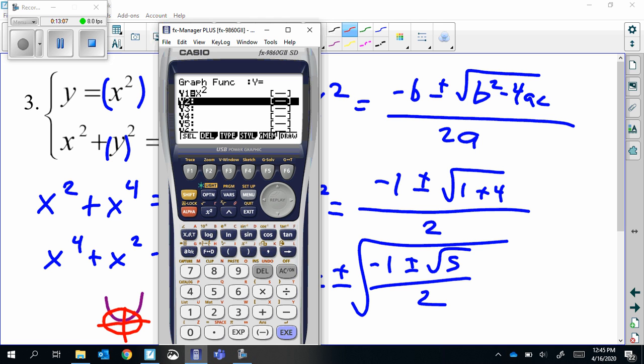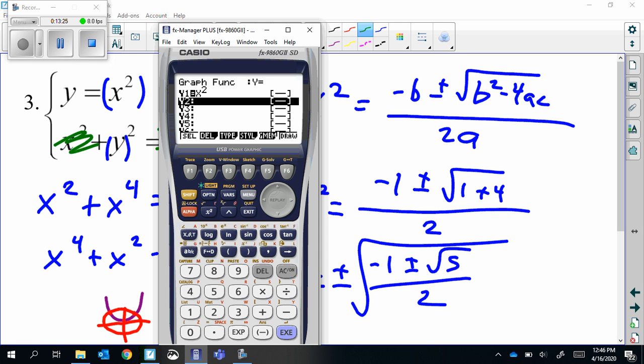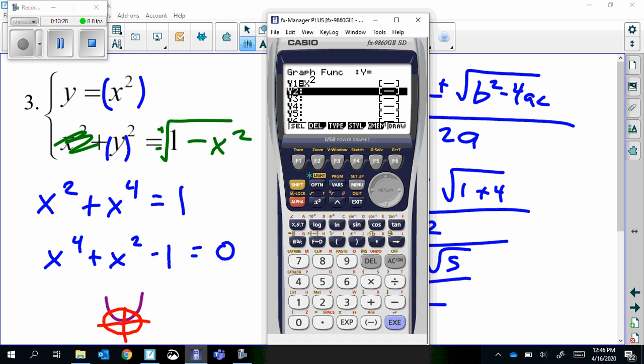Our second graph would be the circle. Now in order to graph this, we have to make it be y equals. So we would subtract the x squared to get y squared by itself, and then plus or minus the square root, so that we have y equals. So we're just going to graph the top. Well, we can graph both parts. So positive square root of 1 minus x squared. We only need the top part because we know that that's where it's going to intersect, but I'll graph them both.